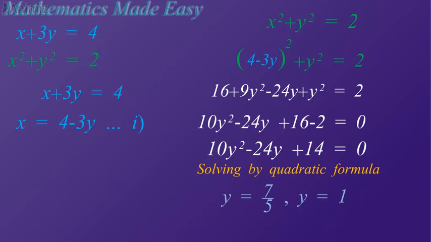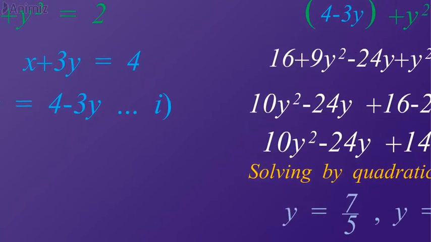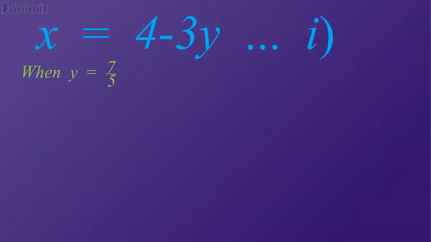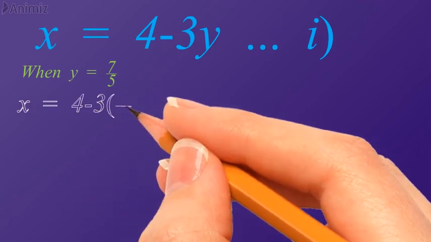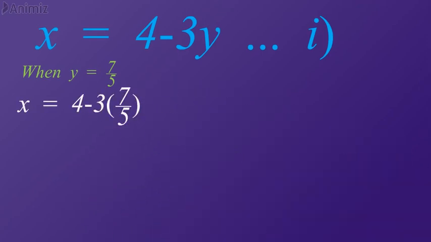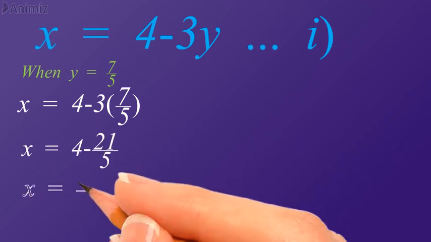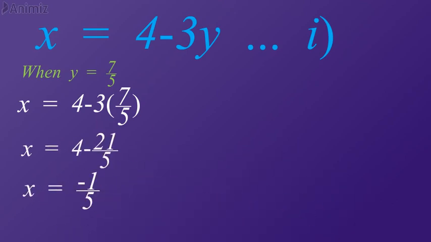Now, we will put these values of y one by one in equation number 1. To get the corresponding value of x, for each value of y, we will get a value of x. Let us take equation 1 for further process. When y is equal to 7 over 5, equation 1 becomes like this. Now it is a linear equation in one variable x, therefore can be easily solved. Hence, we got x is equal to -1 divided by 5.